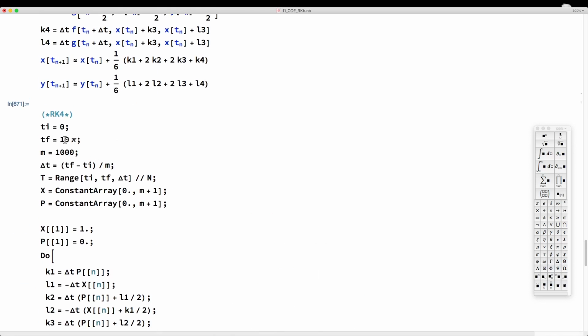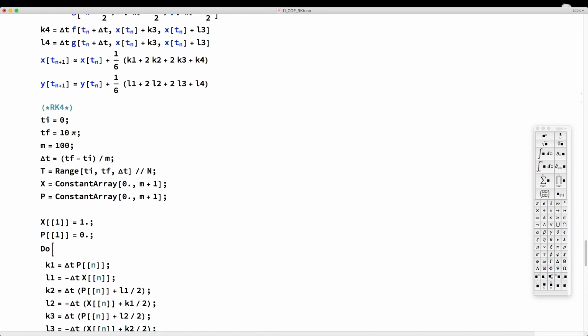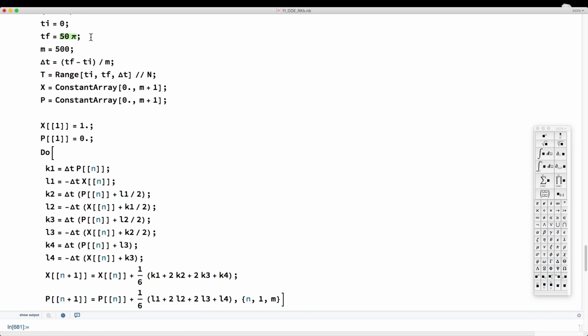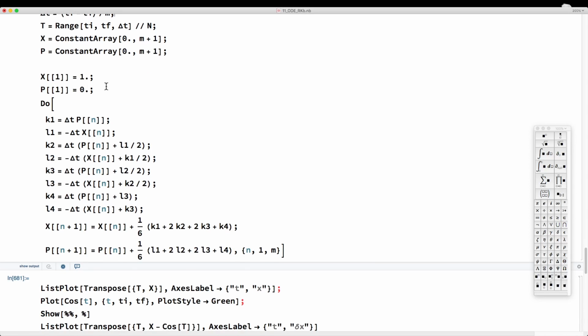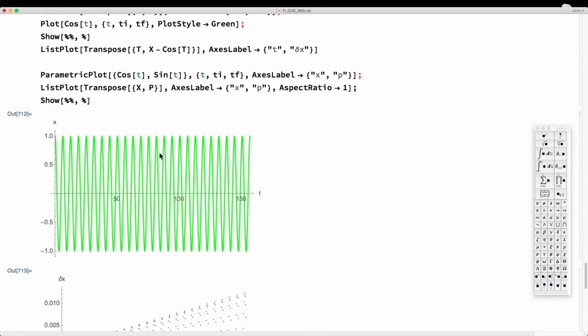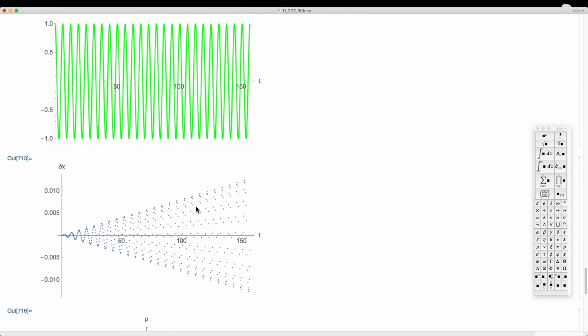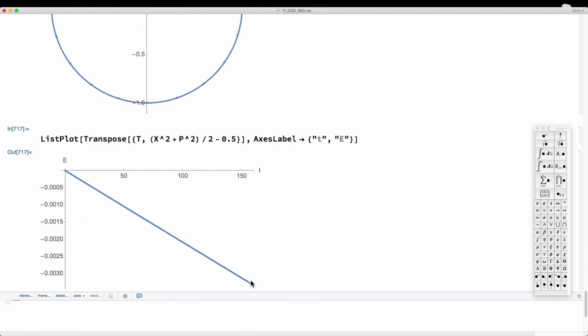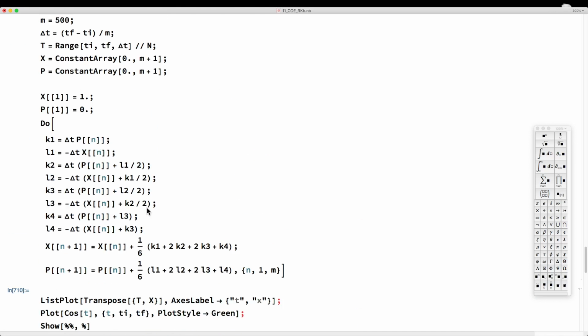So if we try to evolve the system for longer, let's try and evolve for 50, and let's increase the time steps proportionally, 5 times more time evolution, then we see that after a while the error gets large, so the amplitude error increases linearly, and the error in energy increases quite a bit. So that's one thing that we will explain in a minute.